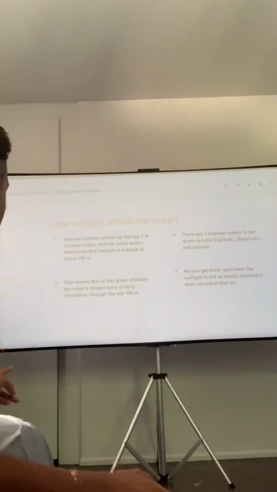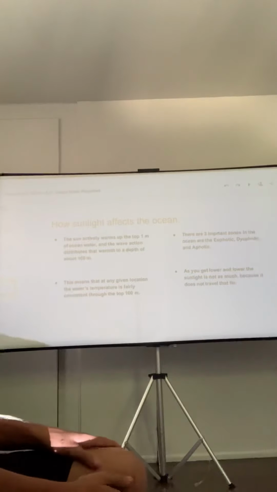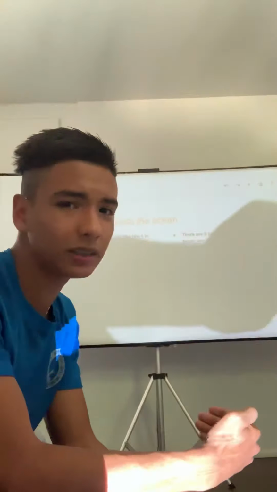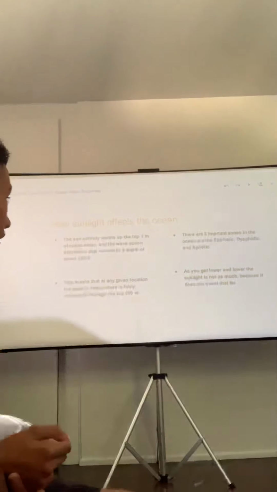For the second bullet point, it's talking about how this means that at any given location, the water's temperature is fairly consistent through the top 100 miles. So the temperature is basically going to be the same throughout those 100 miles because it's getting the same amount of sunlight. So that's what's happening there.